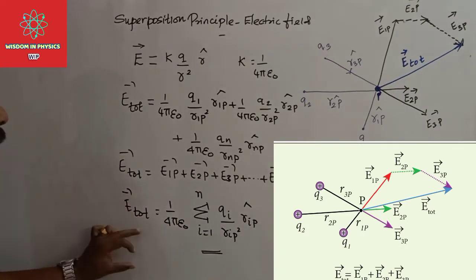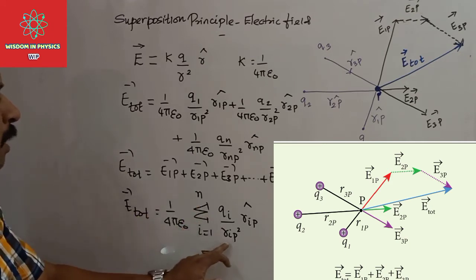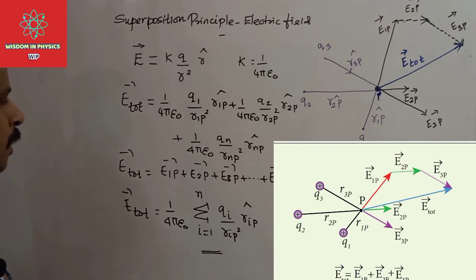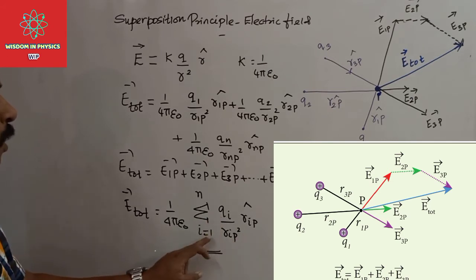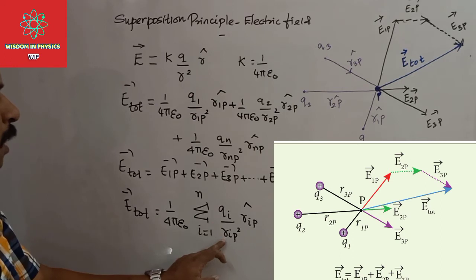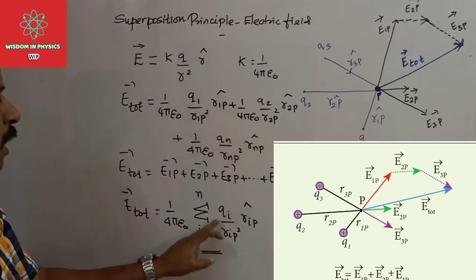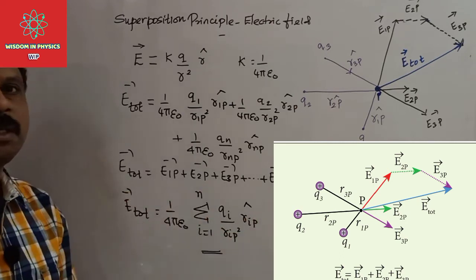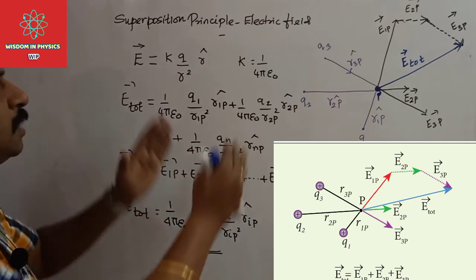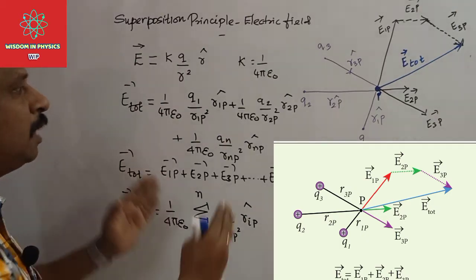So E vector total is equal to 1 by 4 pi epsilon 0 sum over i equal to 1 to n Qi by Rip square into Rip cap. If you expand, you will get this. When you put i equal to 1, you will get Q1 by R1P square R1P cap. When you put i equal to 2, you will get Q2 by R2P square R2P cap, and so on. If you put i equal to n, you will get Qn by RnP square into RnP cap. So that is the representation of the total electric field, and this is the so-called superposition principle to calculate the electric field, which is a very, very important concept.